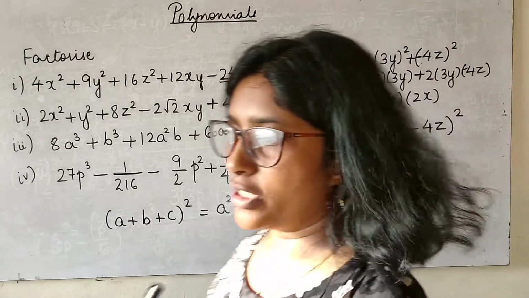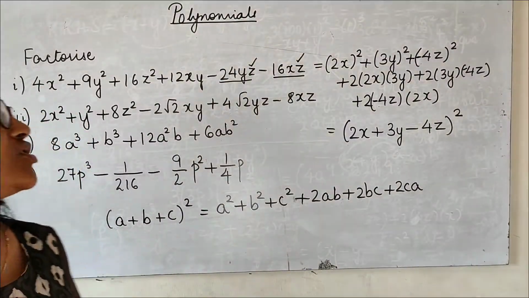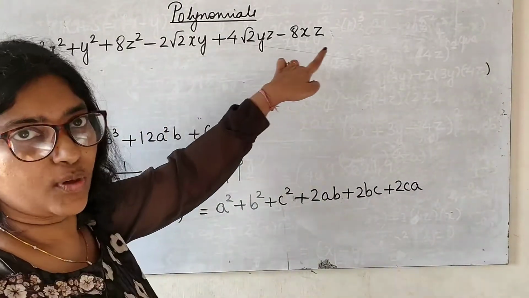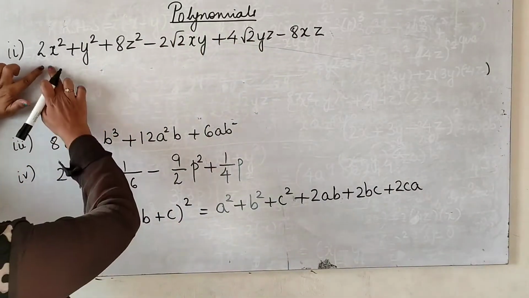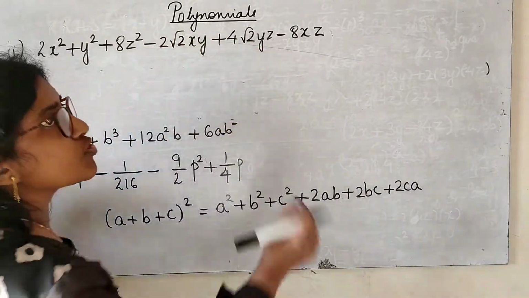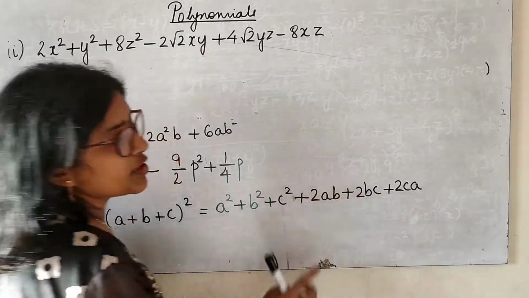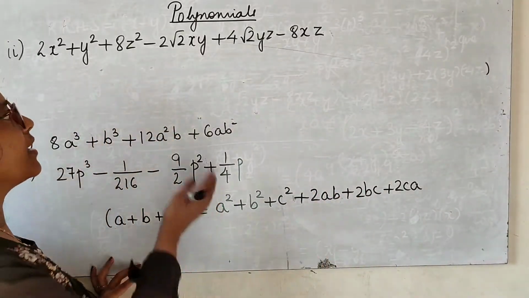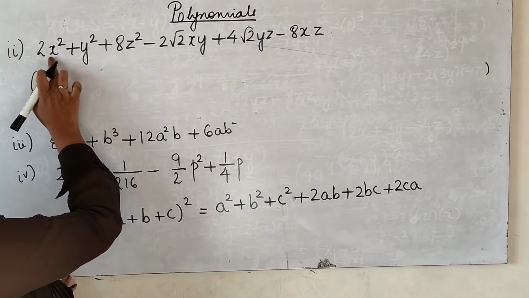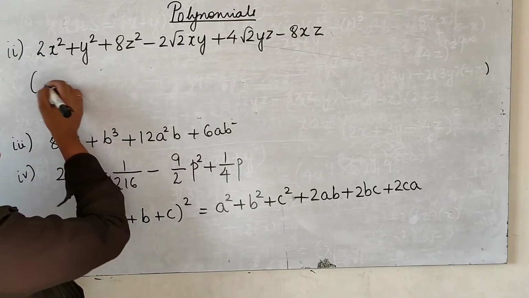Okay, so going to the second question. Now again you see there are 6 terms. So when 6 terms come, which formula should click first? This one. So I know it must be of this kind. So let me try and write, wherever there is a square, in whole square form.